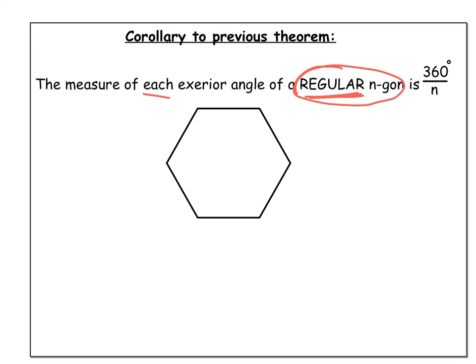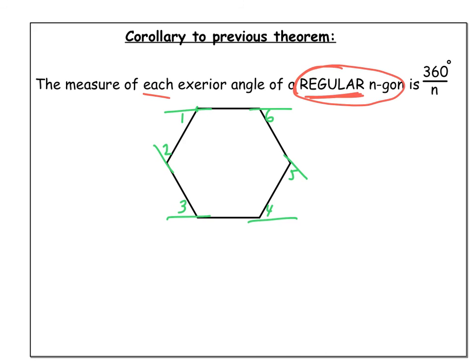So let's visualize this. Sometimes it's a little tough to see this. But let me go ahead and first off extend these sides out here. Let's extend that a little bit. Just so we can see where these exterior angles land. So you'd have angle 1 here. We could have another exterior angle right here, right here, right there, and right there. So those are your 6 exterior angles.